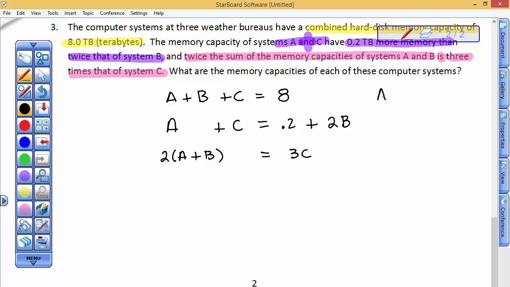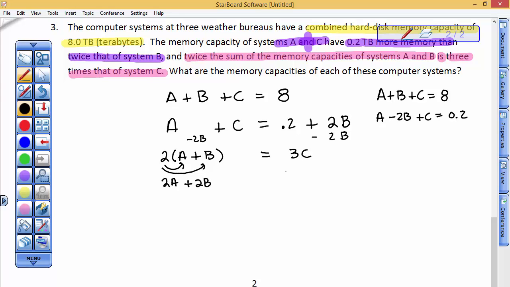So we have A plus B plus C equals 8. And then see this minus, this 2 times B, I'm going to subtract 2 times B from both sides. So I'll have A minus 2B plus C equals 0.2. And then here I have 2 times A plus 2 times B. And then I'm going to subtract 3 times C from both sides. So I'll subtract 3C. So I have 2A plus 2B minus 3 times C equals nothing now.